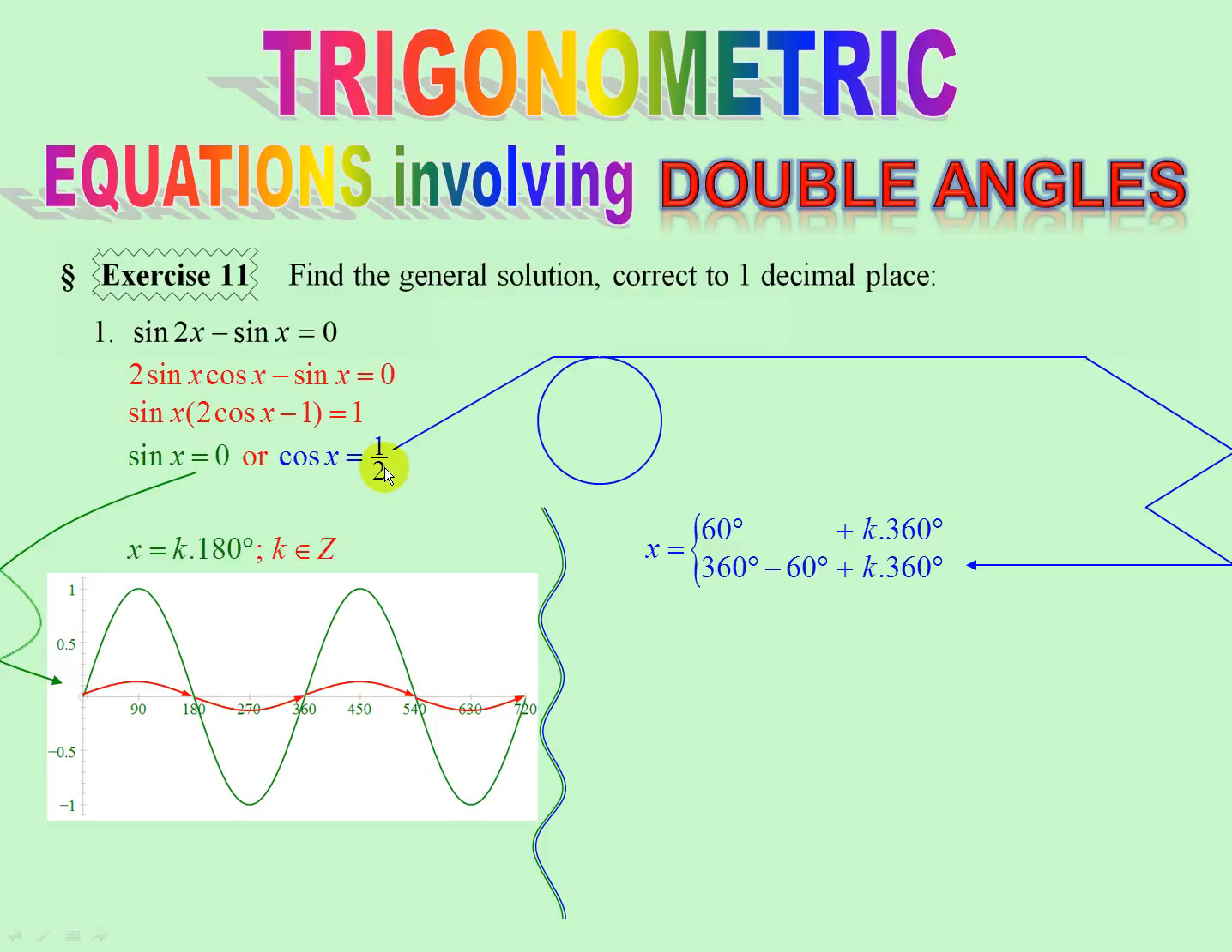That's a special angle, 60 degrees, first and fourth quadrants, plus K360. We have our K element of Z on that side. Simplified.